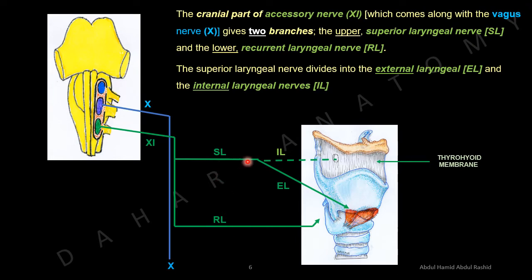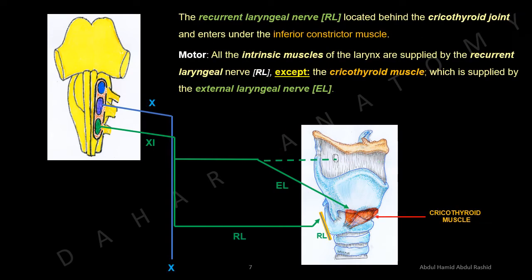Superior laryngeal nerve again subdivided into two branches. The one here is called external laryngeal nerve and this one is called internal laryngeal nerve, which pierces through the thyrohyoid membrane and enters into the larynx. Continuation, the recurrent laryngeal nerve, RL, is located behind the cricothyroid joint and enters under the inferior constrictor muscles.